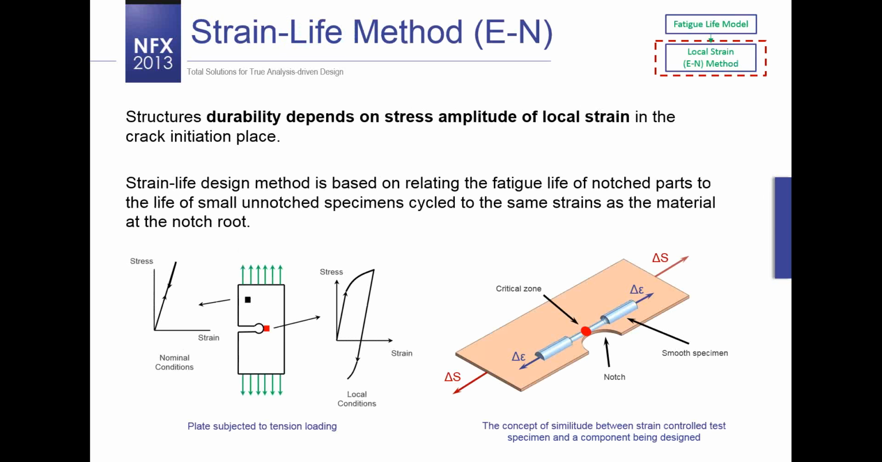If we apply our similitude rule to the strain life method, we can say that the crack initiation life at the notch is the same as for the specimen if both experience the same local strains. This is the basic rule. For a given loading sequence, it is assumed that both will fail at the same time, as long as other conditions are the same.